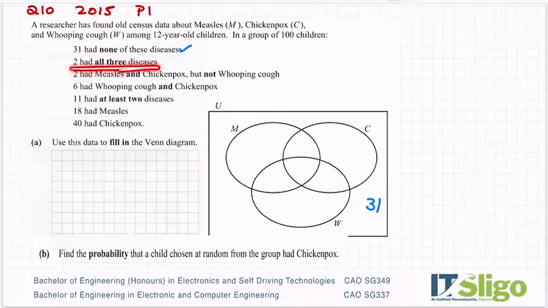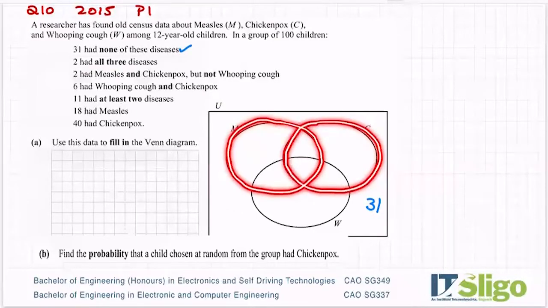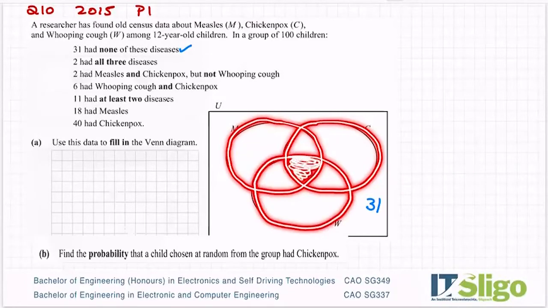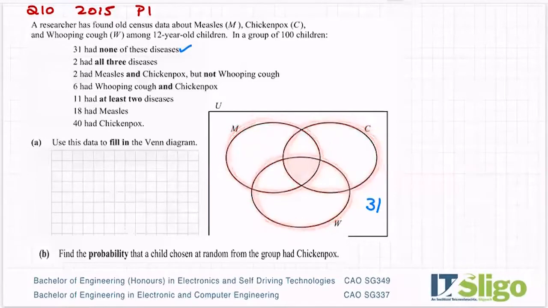The area that shows that you had all 3 diseases is this area here, where the 3 circles overlap. So there is measles, there is chickenpox, and there is whooping cough. This is the only area that I can color in that is part of all 3 circles. So that is the area that shows you have had all 3, which means the 2 goes in there. And you can see I tick off the lines as I'm doing it.